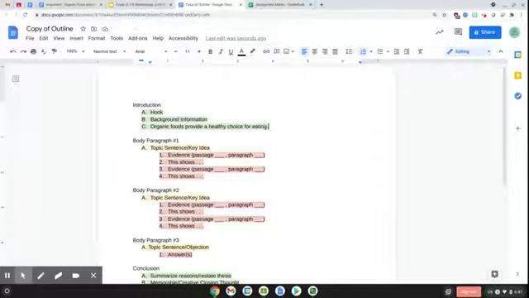But I know I want to say something about organic foods being the right choice without saying, in my opinion, or I think organic foods are great. We want to keep it a little more formal. Okay, so I'm going to come back to this. I'm actually going to underline it so I don't forget to come back to it.